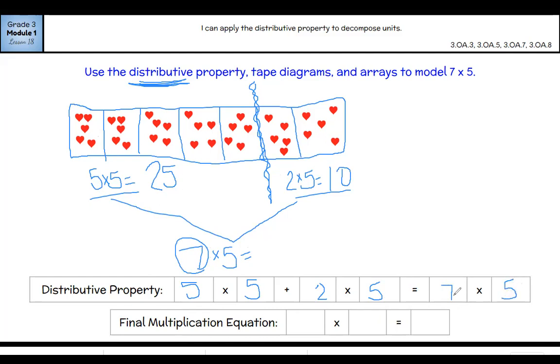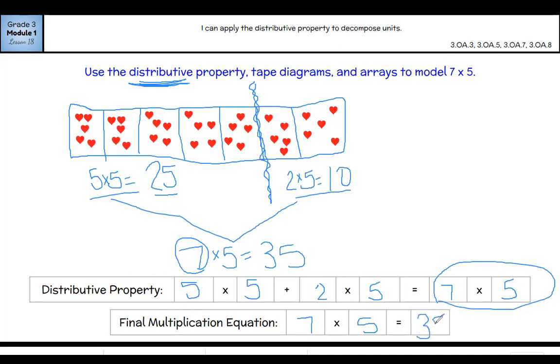So our final multiplication equation is right here. 7 times 5. And what does this equal altogether? So we have to take the 25 and add the 10, and that makes 35.